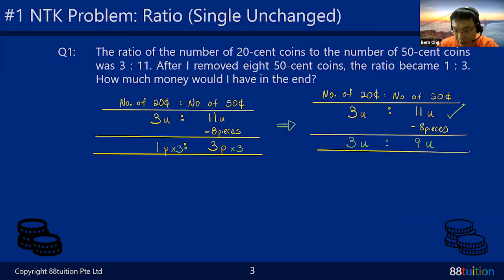In the beginning, you got 11 units. After minusing 8 pieces of 50-cent coin, you are left with 9 units. How many units is being removed? Prashant is correct already. 2 units, very good. 2 units is equal to the 8 pieces of 50 cent. So usually I write out these words, 8 pieces of 50 cent, just to remind me, because old people, the memory not very good. Jovia, you got it correct, good job. So 1 unit will be what? 1 unit will be equal to 8 divided by 2 is 4 pieces.